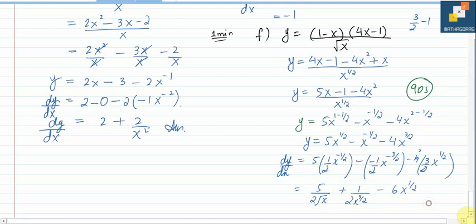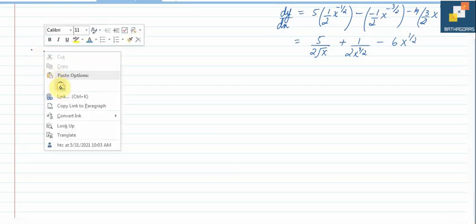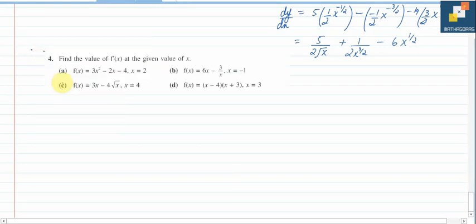Alright, now moving towards the next question. It's question number 4. Find the value of f prime of x. Now f prime of x is equal to dy by dx at the given value of x. For the first part, f of x is equal to 3x squared minus 2x minus 4, and the value of x given is x equals 2.